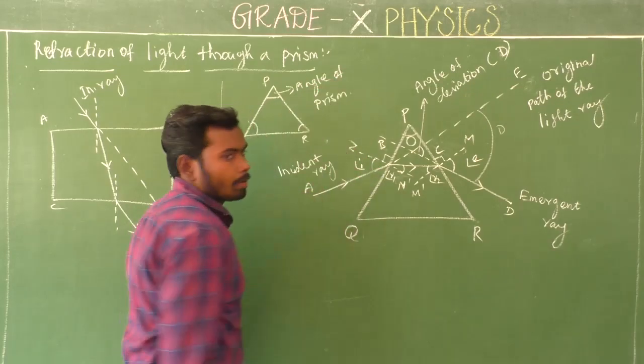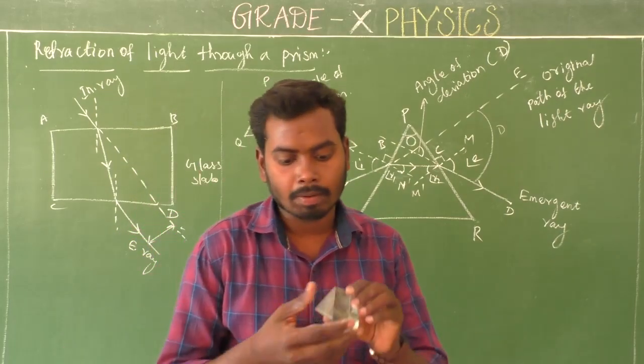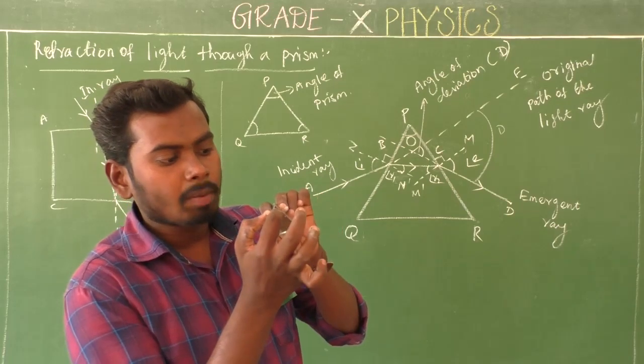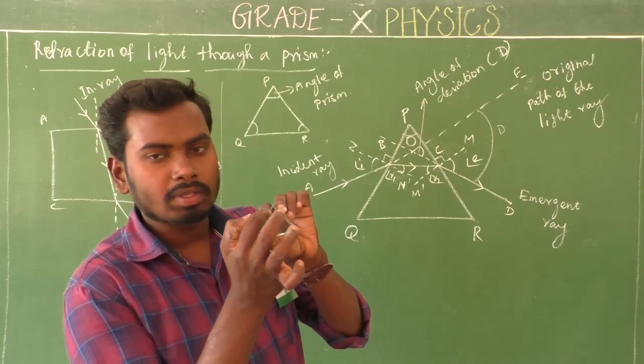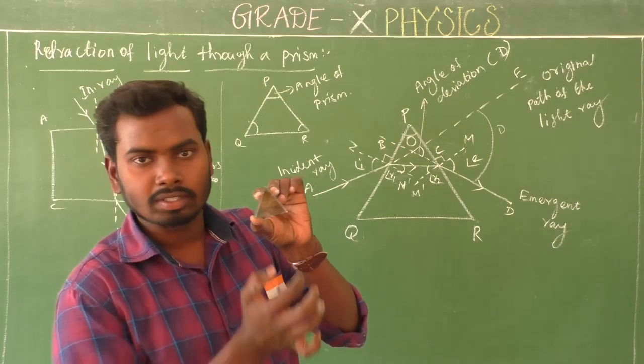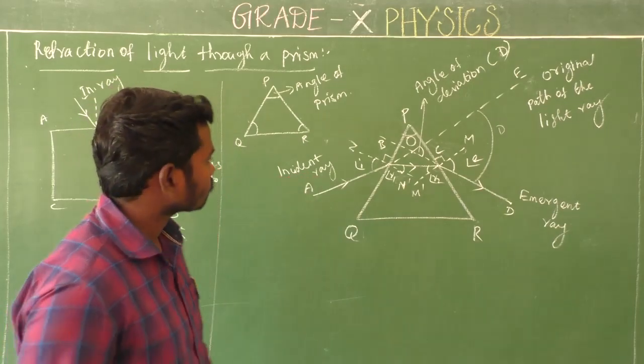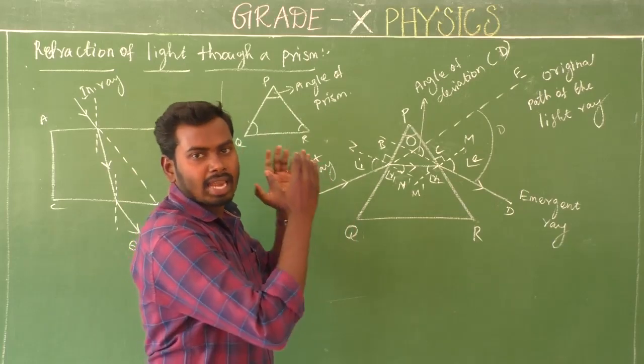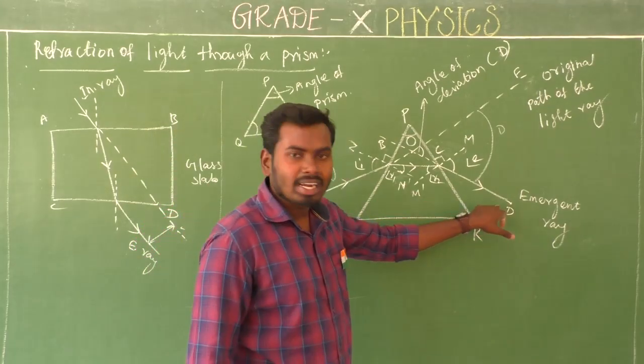Angle of prism. Look here. So this is the angle of prism. This is one surface and this is another surface. Here there is some angle between these two surfaces. That is the angle of prism. Is it clear? Yes. So due to this peculiar shape of the glass prism, the emergent ray is not parallel to the incident ray.